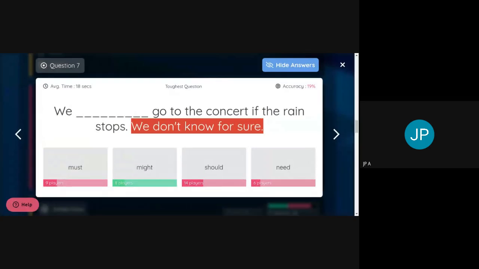We must go to the concert if the rain stops. We might go to the concert if the rain stops. We should go to the concert if the rain stops. We need go to the concert if the rain stops.